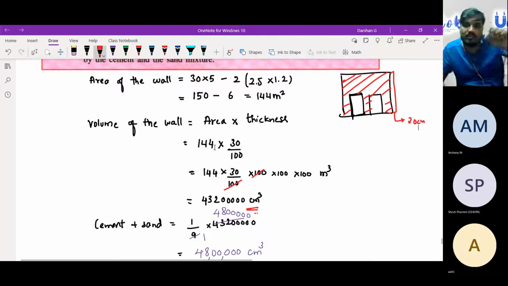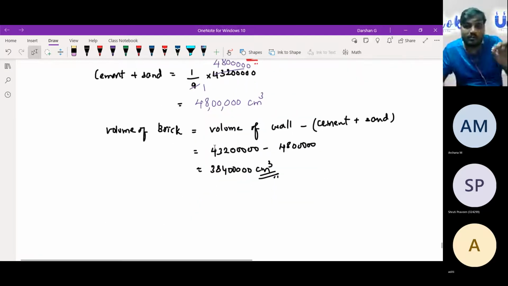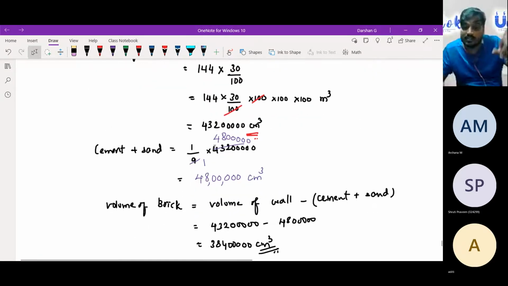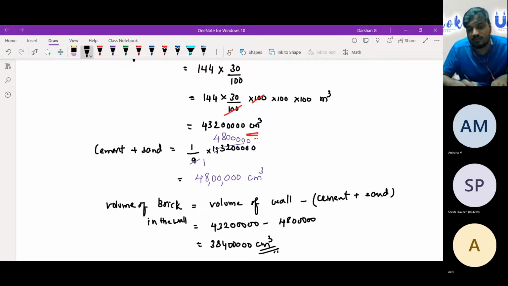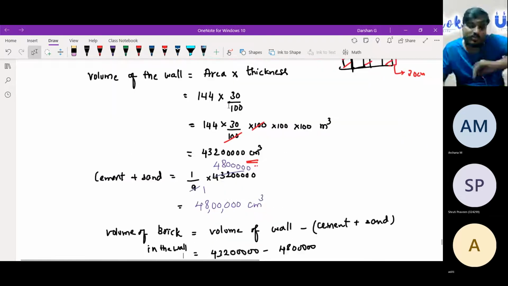So the volume of the wall, you need to find the complete volume of the wall so that you can put bricks there as well. Now the only thing is, oh, sorry, I made a mistake. Volume of the bricks in the wall. Sorry, in the wall. Very sorry. Yeah, maybe this is the confusing point. So this is the volume that is left where I have to put the bricks.